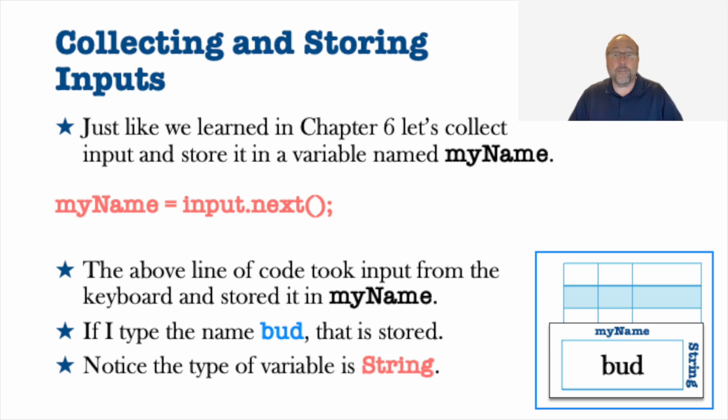So here's an example of storing input into a variable. The variable that we're using here is called my name, and the stuff that's on the right side of the equal sign is going to collect the input. And we'll talk a little bit more about that here in a minute. But when I type in Bud, that then gets stored in a variable called my name, which is of type string. Now we can get inputs that are strings, that are ints, that are floats, that are all types of different types of variables. In this specific scenario, we're looking at a string.